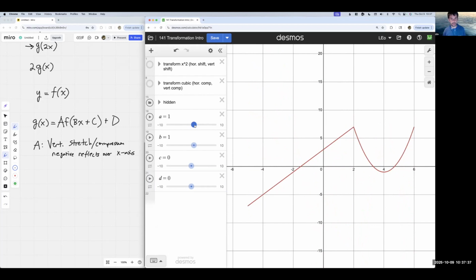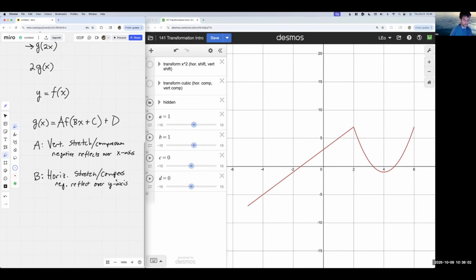Let's get this back to 1. B, remember, this is multiplying the input. This is going to be a horizontal stretch or compression. And negatives will reflect over the y-axis. However, something interesting happens here. For the value of A, if we multiply by a number bigger than 1, we stretch it. That makes sense to us. We're multiplying by a number, things get bigger. And we'll see this is true for both B and C.